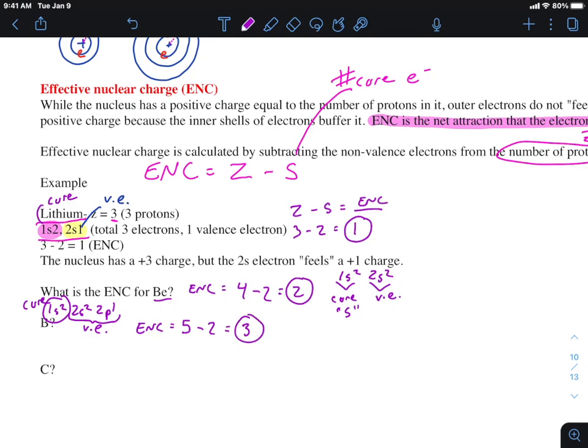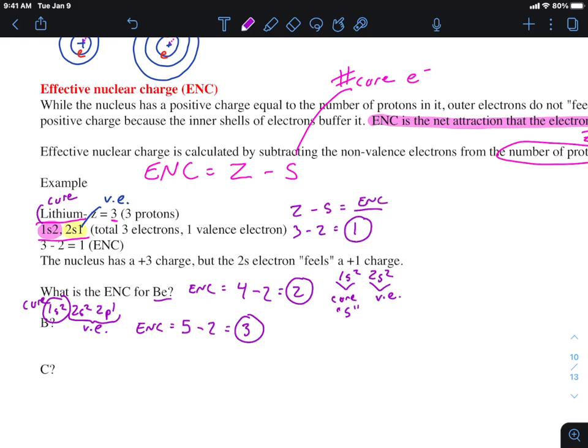Interesting. We went from lithium to beryllium to boron. Do you guys all see how they're in the same period, from left to right? The number of protons went up, but the number of core electrons did not. So since I'm always in the same row, I'm always going to be subtracting the same number of core electrons.